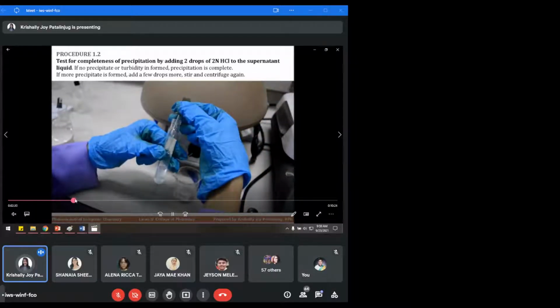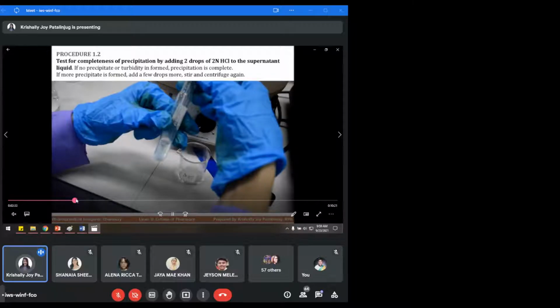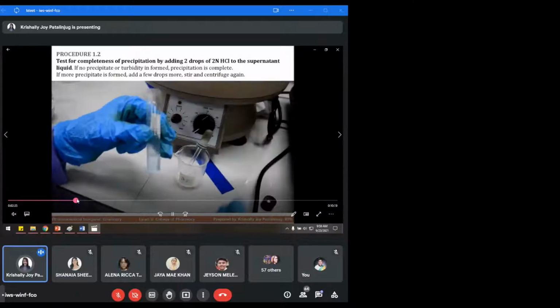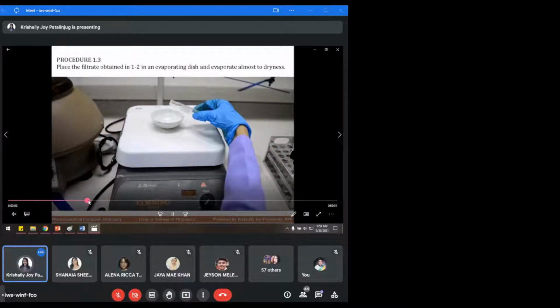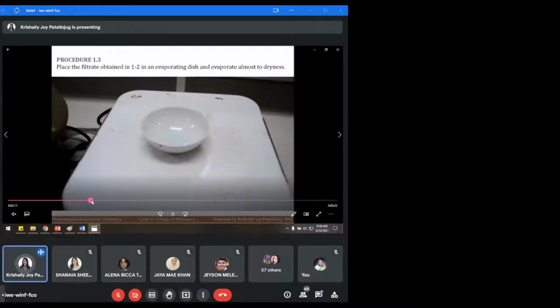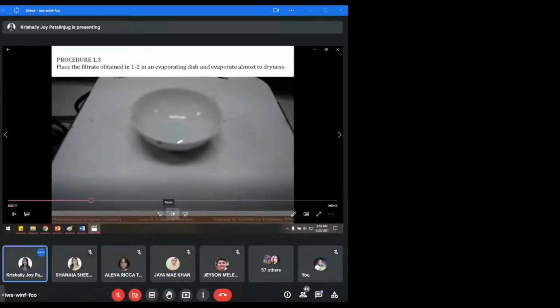Ako rin siyang gitest ang completeness. Nag-add ako more ng HCl. Kung wala nang precipitate, then ibig sabihin completely na precipitate out na natin si silver ion. Okay, eto na. Procedure 1.3 tayo.